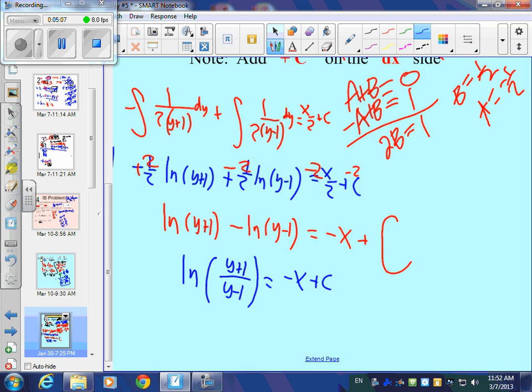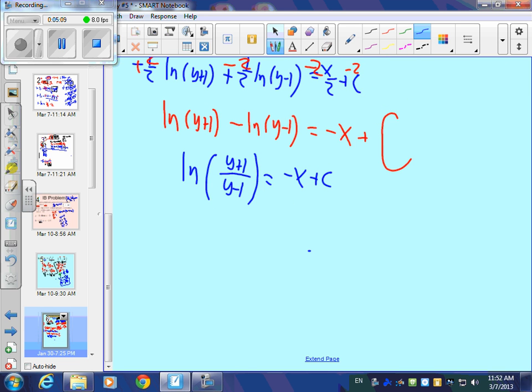Now let's see if we can rearrange this. Log base e, we can go e to the negative x plus c is equal to y plus 1 over y minus 1. Yeah, you may have had those flipped. I bet you had a positive x, didn't you? Let me finish, because this is the key part.